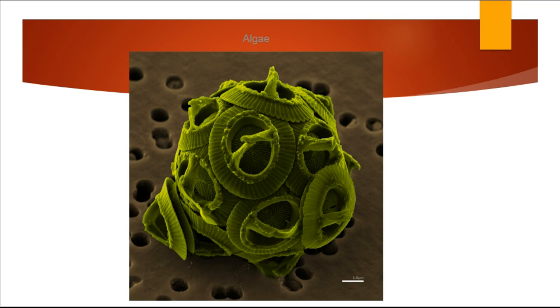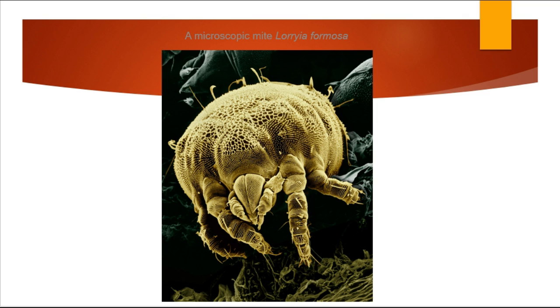So first we're looking at algae. Algae are photosynthetic organisms, single-celled. Here we see an aggregate of several of them. And this is an electron microscopic image. Here we have a microscopic mite, so looking quite like a large animal in this image, but again, this is a microscopic image.